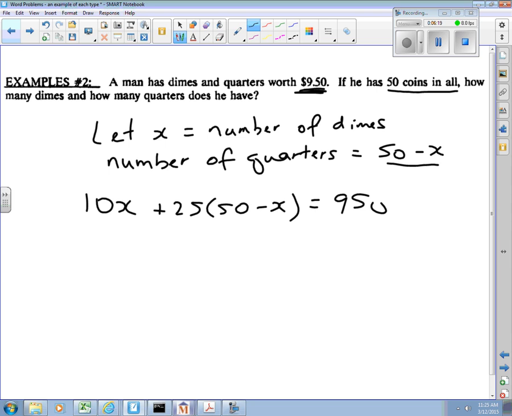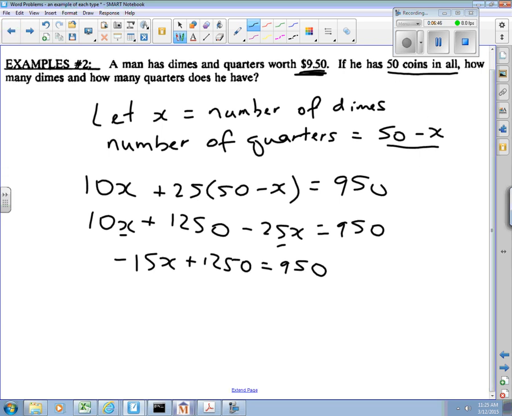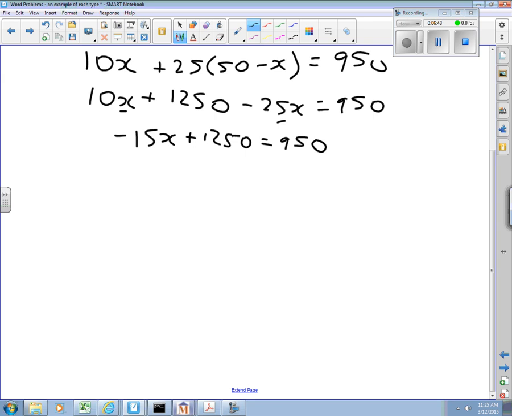So this one requires an extra step. I have a distributive property. 25 times 50 is 1250. 25 times negative x is negative 25x. I'm going to collect those two like terms there and there. So that's negative 15x plus 1250 equals 950. Don't panic about the fact that my x has a negative on it right now. It won't stay that way. It better not. How do I have negative of something coins? But I can see already that it's going to cancel.